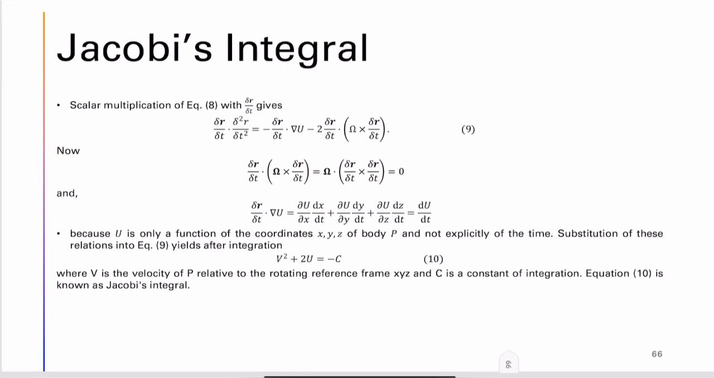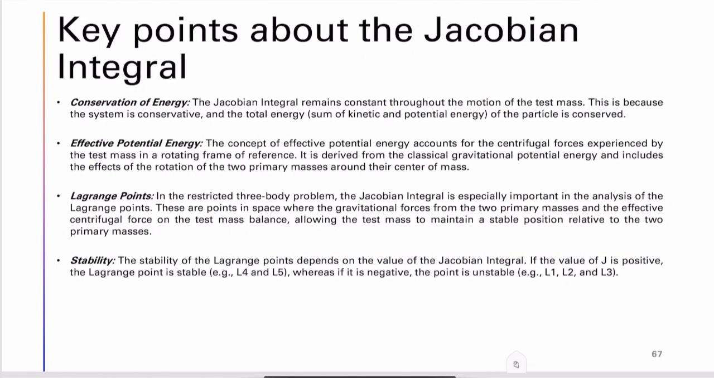Okay, so don't go too much into it. When we take this expression and multiply, we can finally arrive at the expression v square plus 2u is equal to minus C, which is nothing but the Jacobi integral. V square stands for the kinetic energy, whereas 2u stands for the potential energy. So this together is going to be constant, which means the law of conservation of energy is maintained.